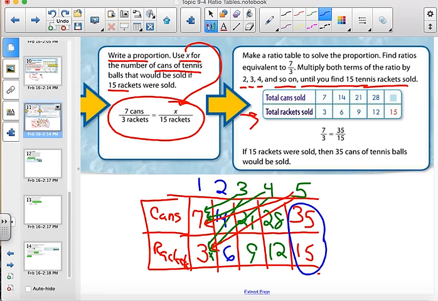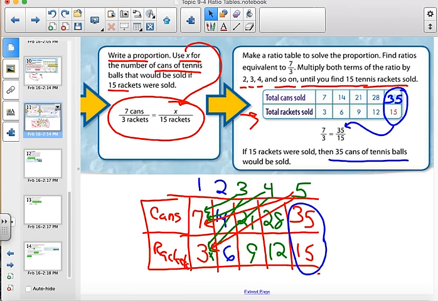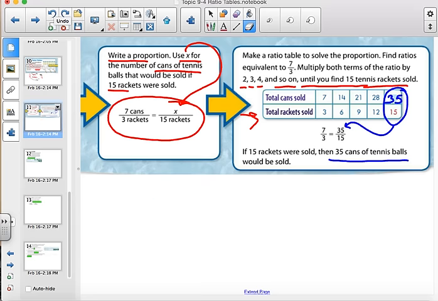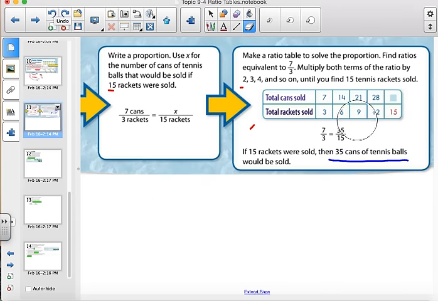Okay? So we've created our ratio, which tells us that it's a 35 to 15 ratio. In other words, we need 35 cans of tennis balls in order to solve that. And that is how you create equivalent ratios using tables.